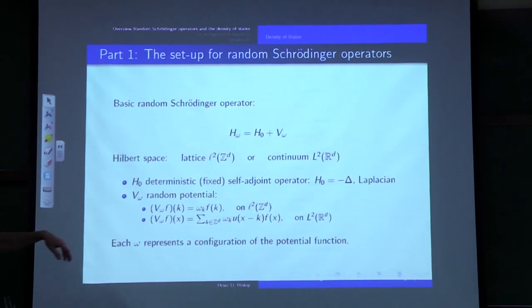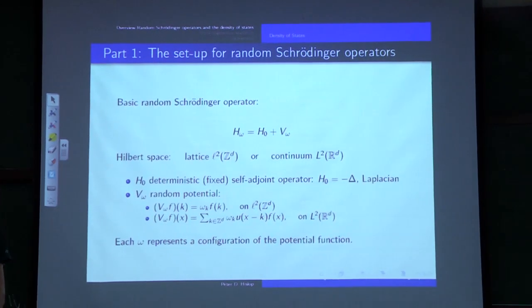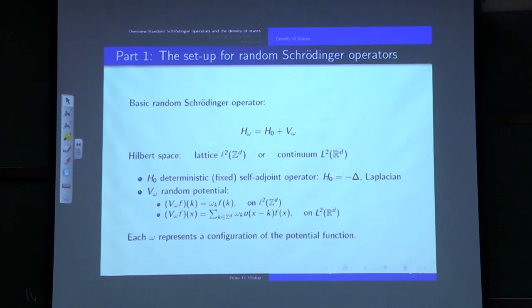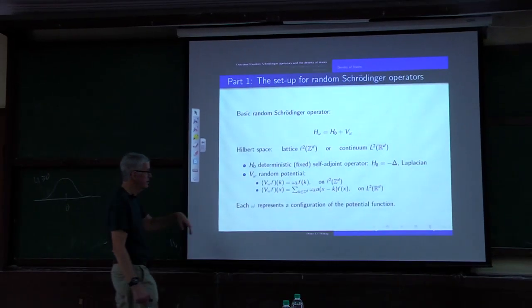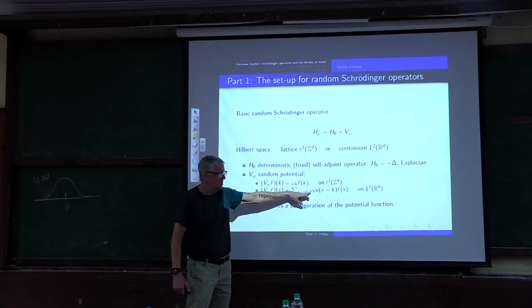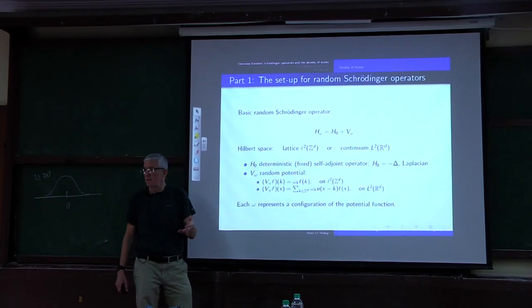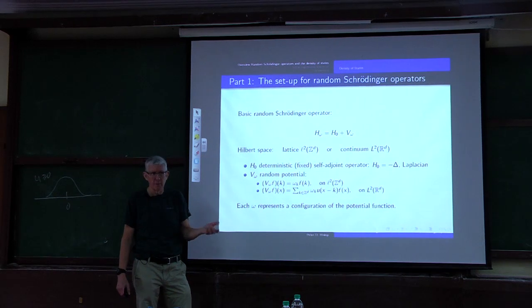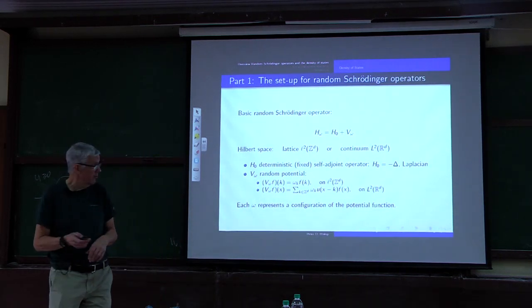So the family for each point in Z^d, omega sub k, is a family of random variables. For simplicity, I'll take them to be independent, identically distributed. I'll make some comment about the distribution. Usually we're going to treat the case for simplicity that these are distributed with a measure that's absolutely continuous with respect to Lebesgue. So there is a density that's smooth and has compact support.